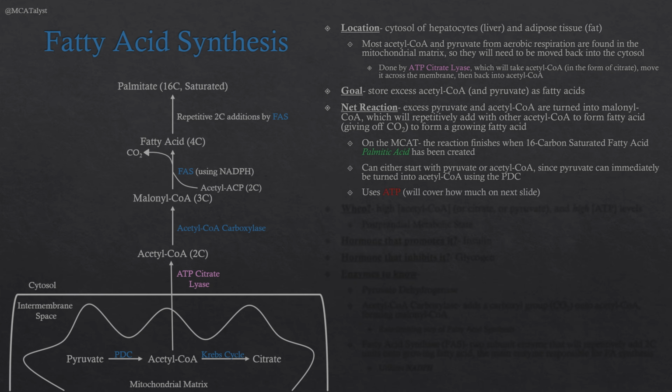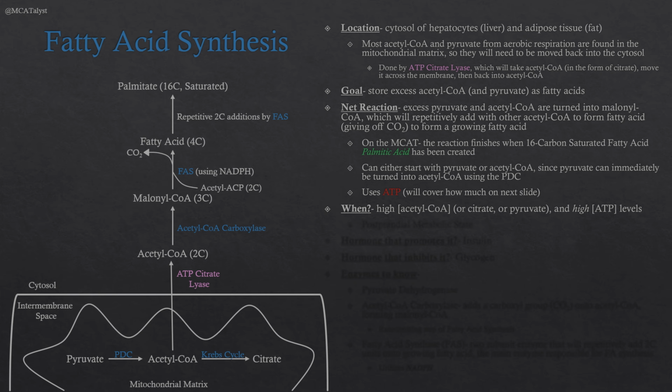Another important thing to note is that this uses ATP, specifically the enzyme fatty acid synthase uses ATP. We're going to cover how much specifically ATP is used on the next slide. Again, to reiterate, we are doing this when we have high amounts of acetyl-CoA or pyruvate or citrate, any of those intermediates for those mitochondrial metabolic processes. We've got a ton of those, but we also have a ton of ATP, and we don't need to be producing any more of it.